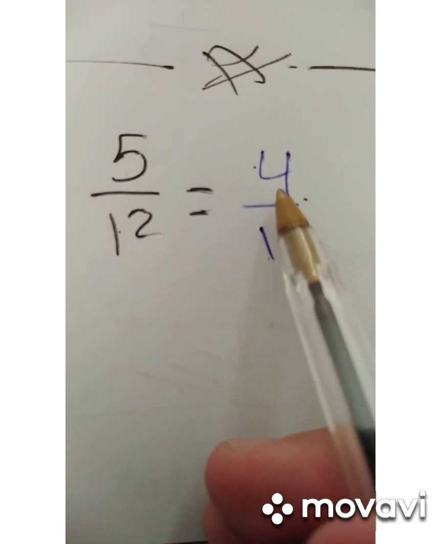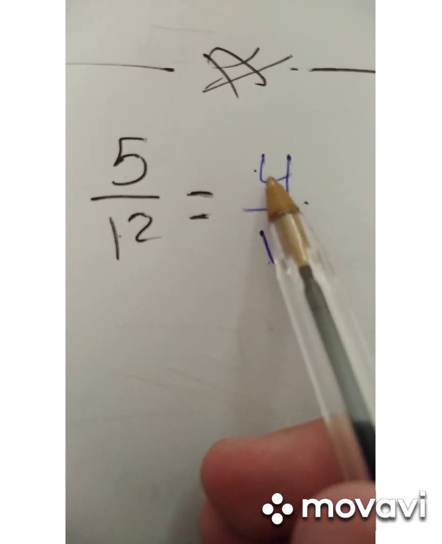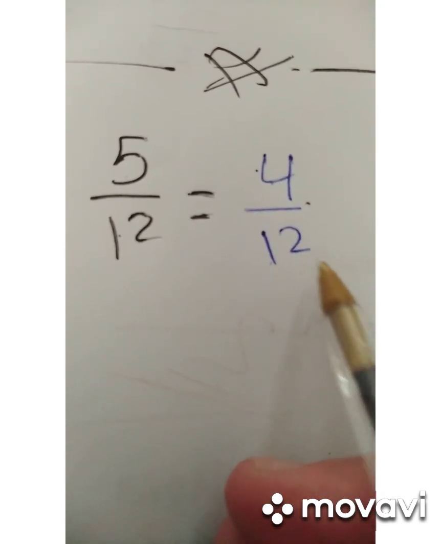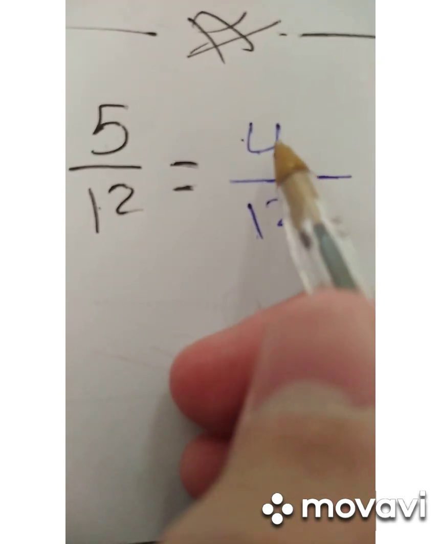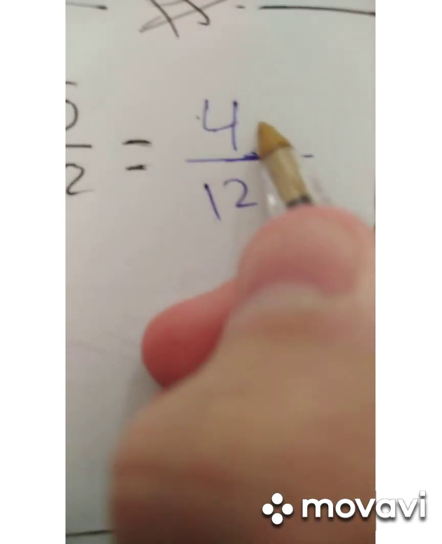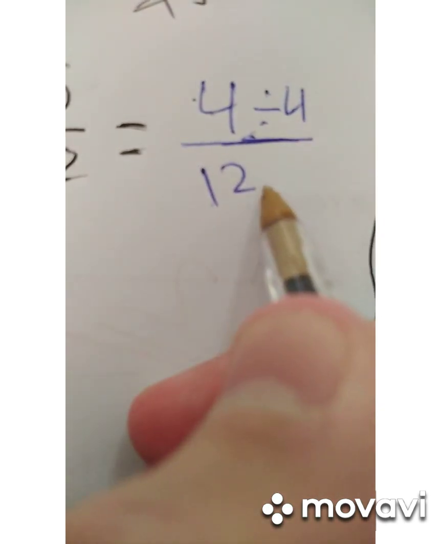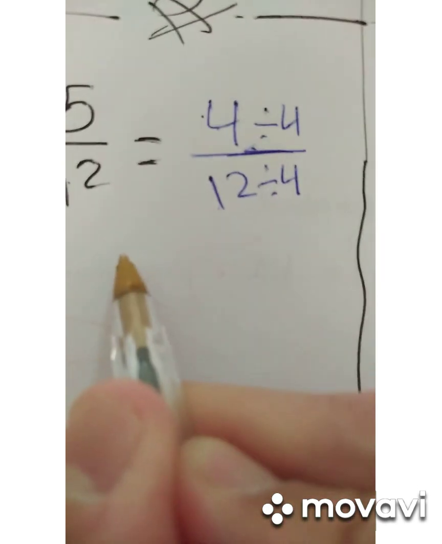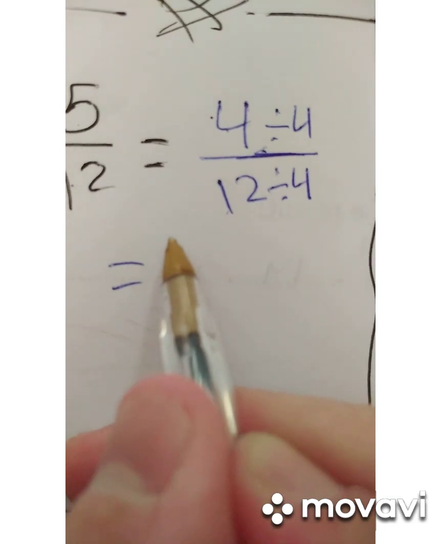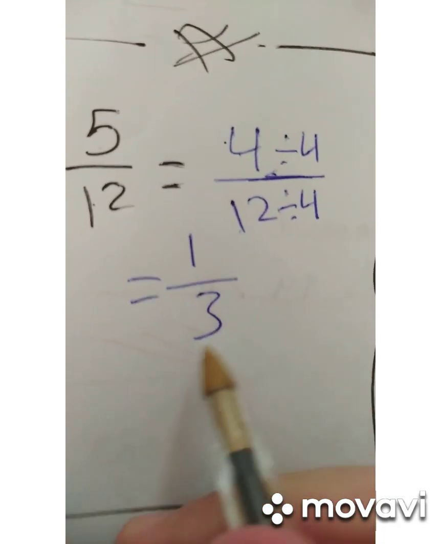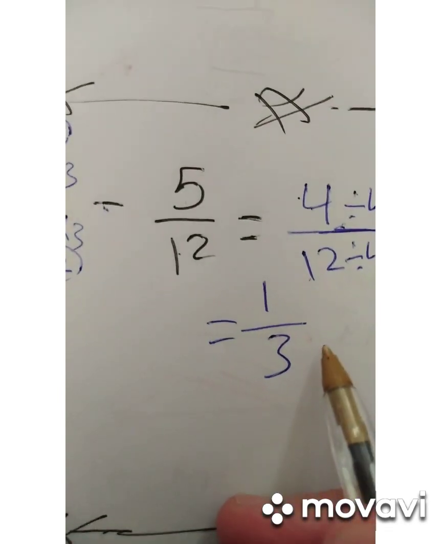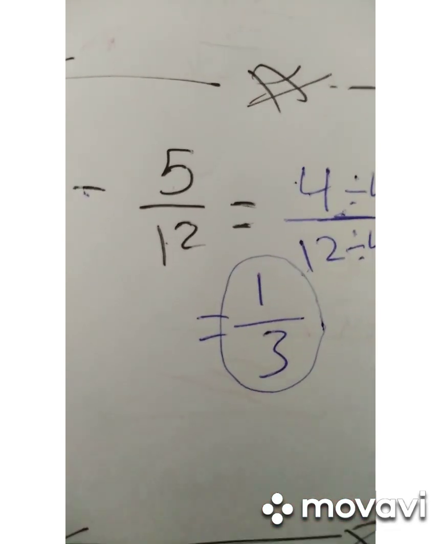Why? Because if you get the GCF of 4 and 12, it will be 4. So we will divide up and down by the GCF. The GCF of 4 and 12 is 4. So divide up and down over 4. It will be 4 over 4 equals 1, and 12 over 4 equals 3. So our fraction now in simplest form is 1/3.